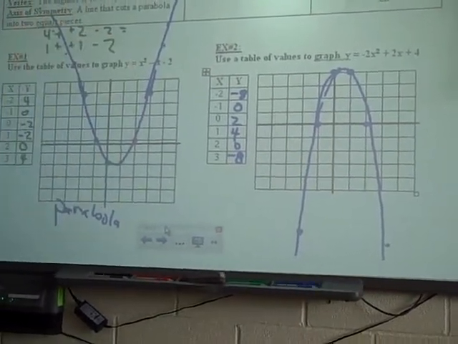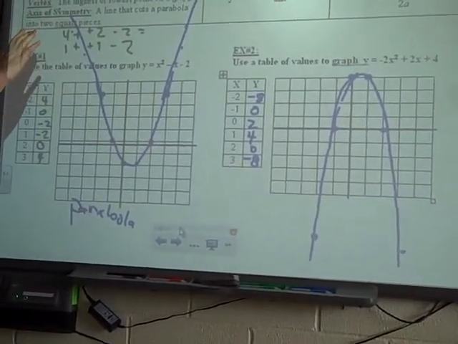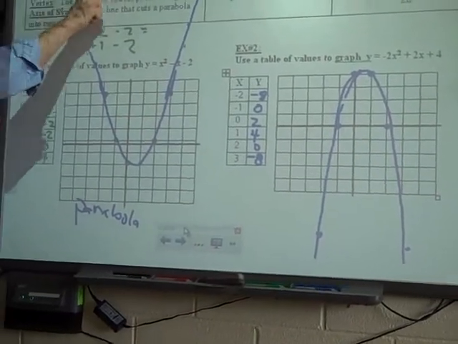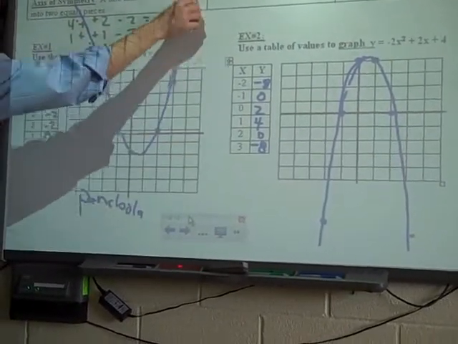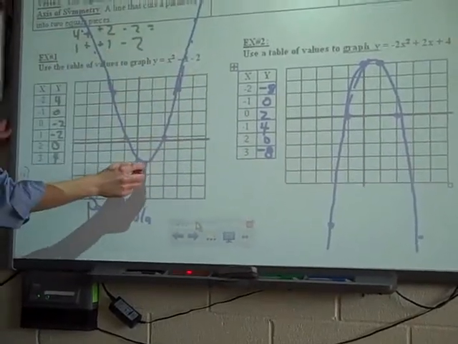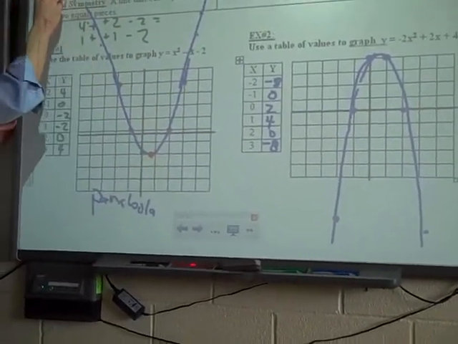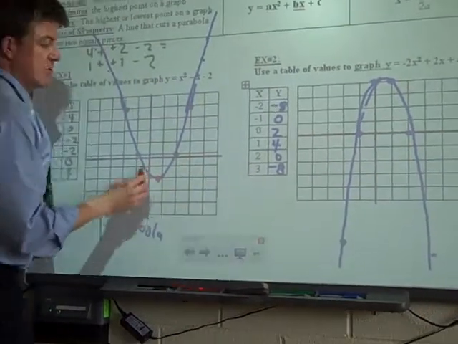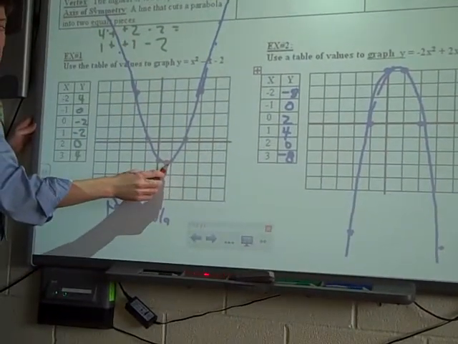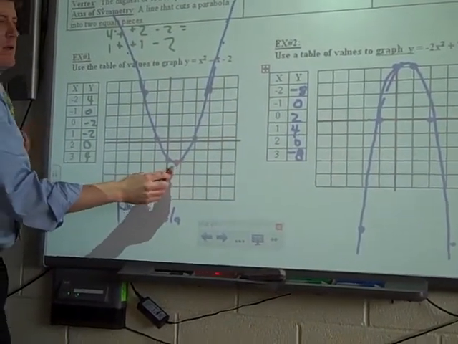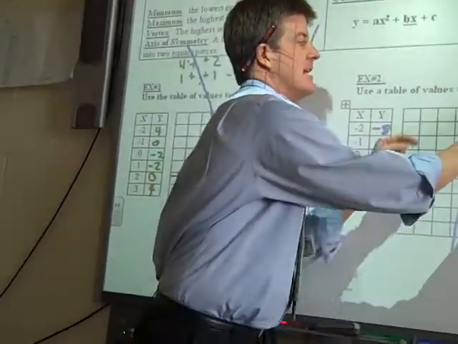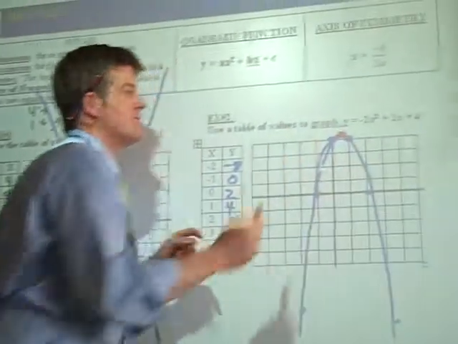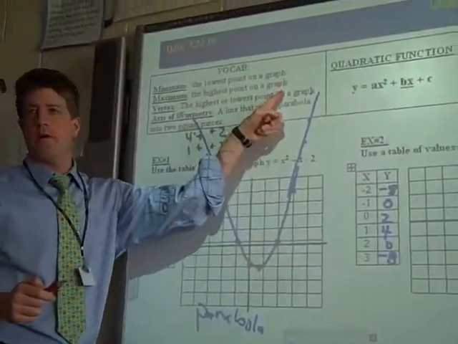All right. Let's take a look at the vocab. So minimum, the lowest point on a graph. If you look at this parabola, where's the lowest point on that graph? Right there. That's called the minimum. The maximum. So this one doesn't have a maximum. It has only a minimum, the lowest point. When it goes down, it has a minimum. When it goes up, it has a maximum. That's the highest point on the graph.